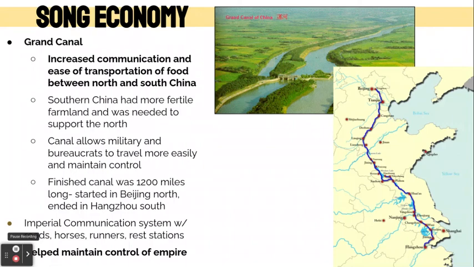Another thing that China had, that a lot of other empires at the time had, was a communication system with roads, horses, runners, and rest stations that was run by the government. So if they needed to get a message throughout this very large empire, they had to maintain infrastructure, in this case roads, and they had to have horses and runners on standby to be able to get messages throughout the empire. Both of these things helped the Song Dynasty to be able to maintain control of this really big empire.